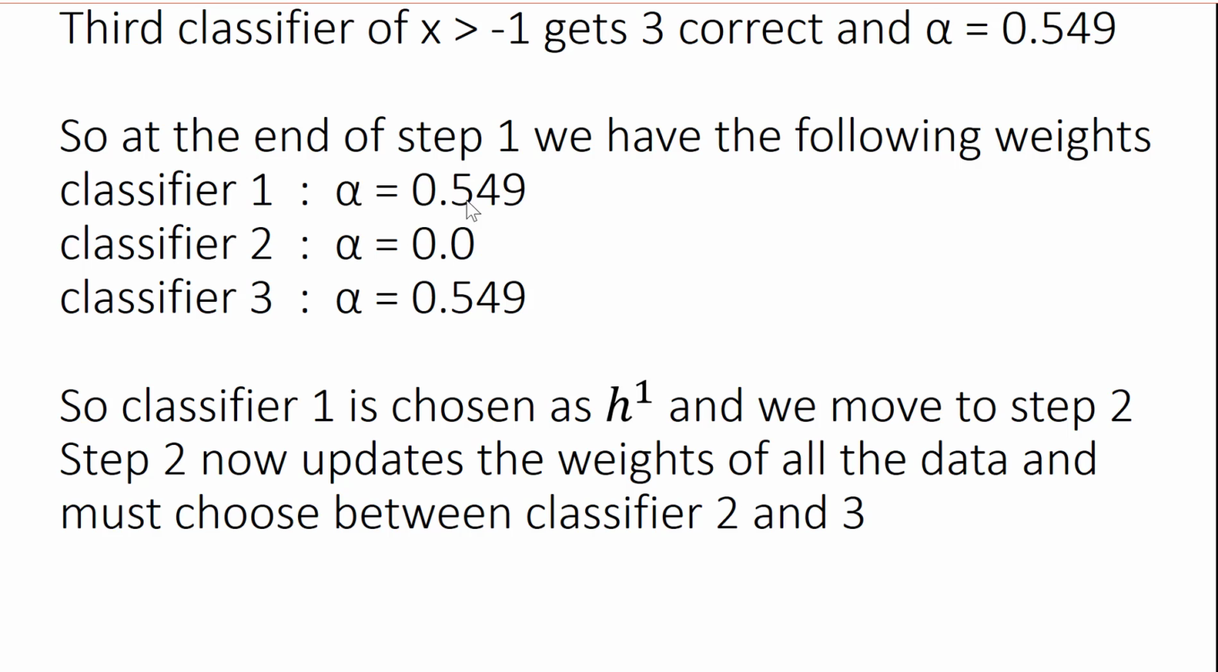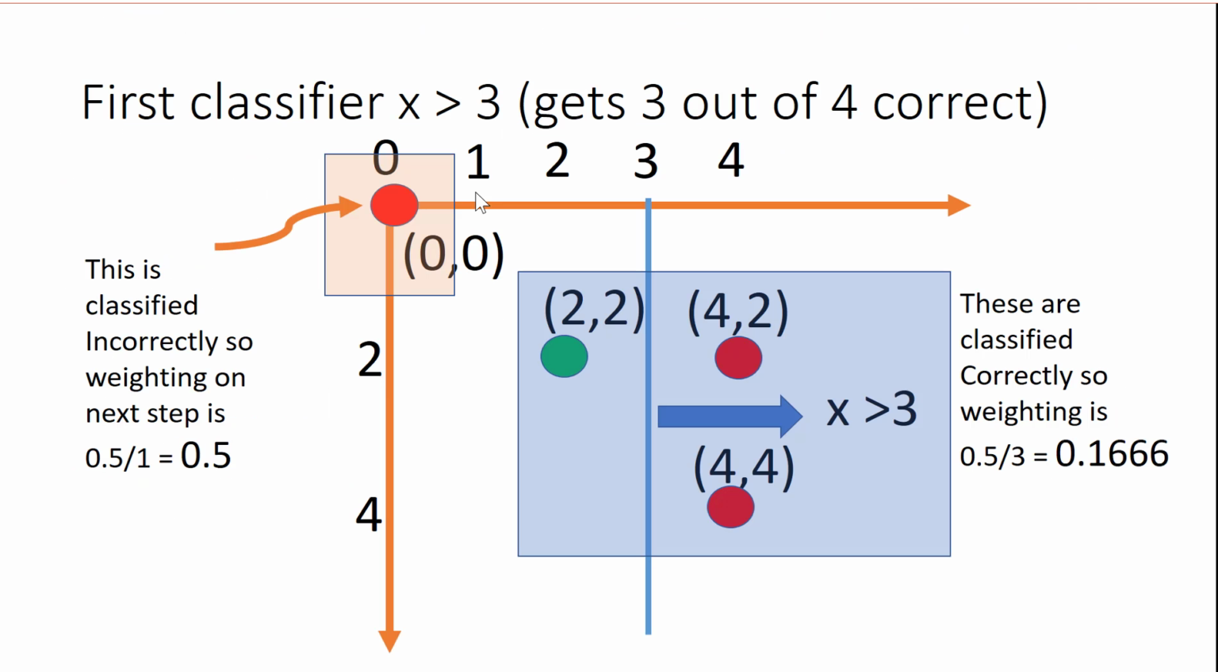We've got alpha 1 with this weight, alpha 2 with this weight, classifier 2 with this weight, and classifier 3 with the same as 1. And because 1 was there first, we're going to choose 1 as the first classifier. Okay, so H1 is classifier 1, and now we move to step 2, and we have to update the weights now of all our data based on the fact that we've got this 1 classifier. We've got these other 2 now waiting in the wings.